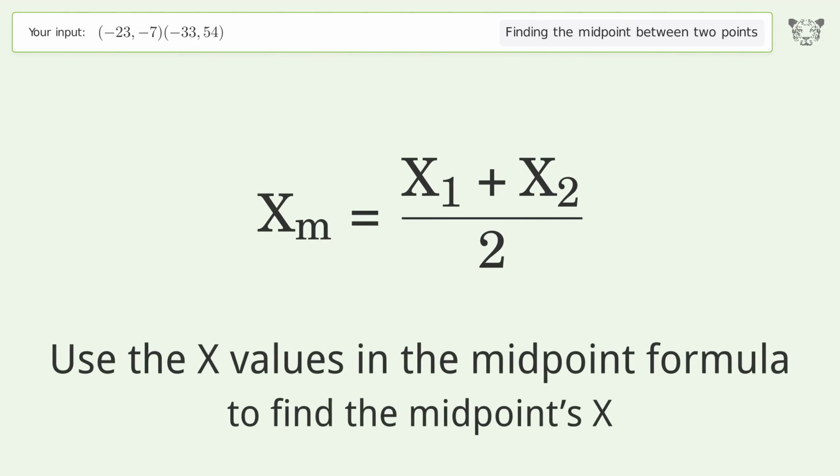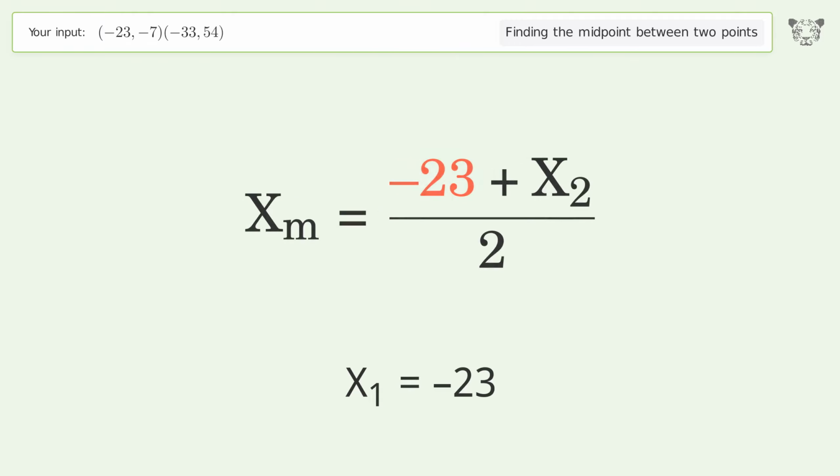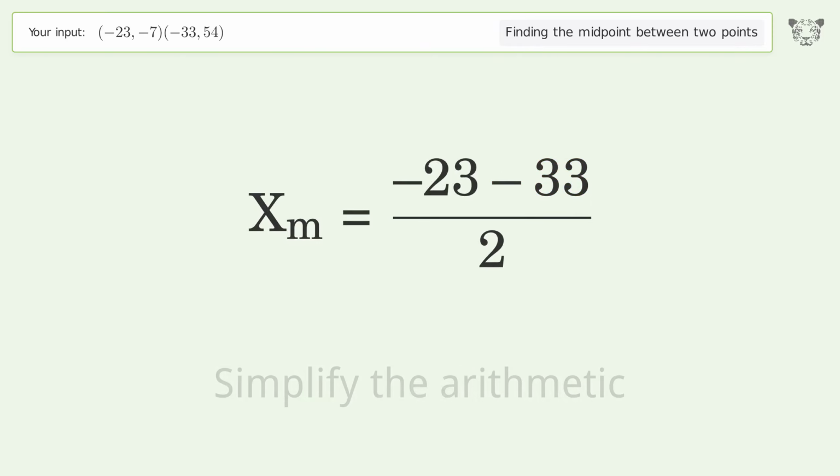Use the x values in the midpoint formula to find the midpoint's x. x1 equals negative 23. x2 equals negative 33. Simplify the arithmetic.